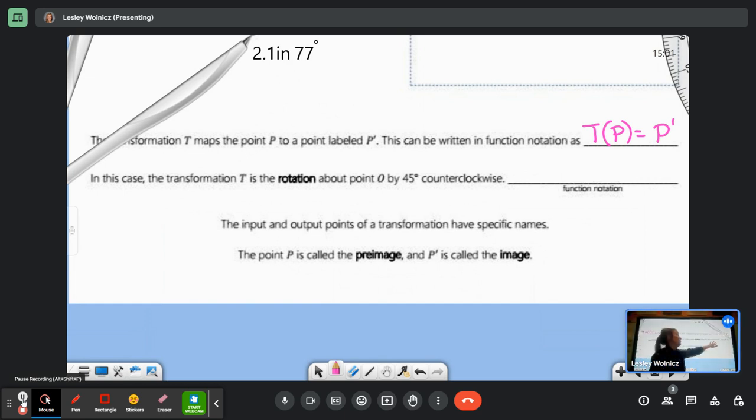If we want to be more specific, we have notation specifically for a rotation. In this case, the transformation T is the rotation about point O by 45 degrees counterclockwise. If it's counterclockwise, it's positive. If it was clockwise, it would be negative. Here's our function notation.